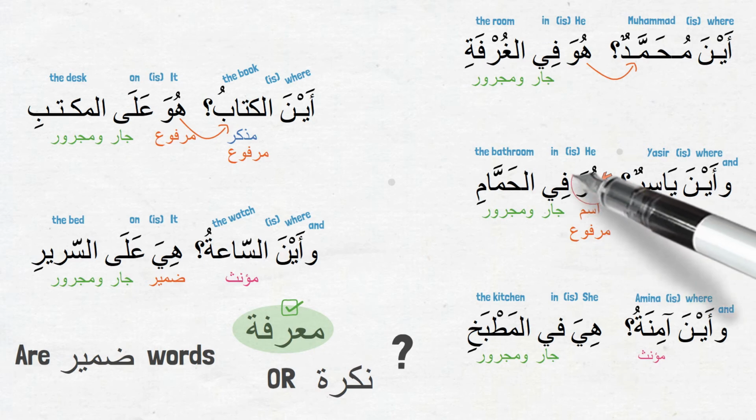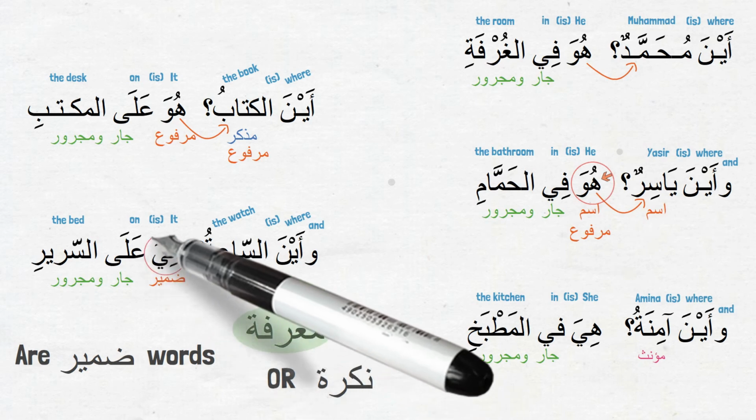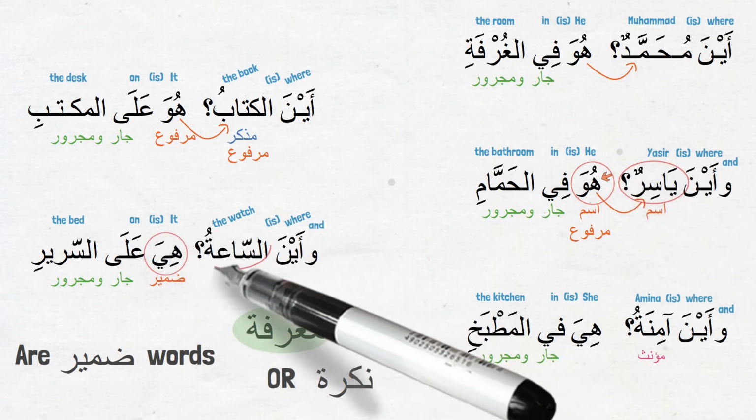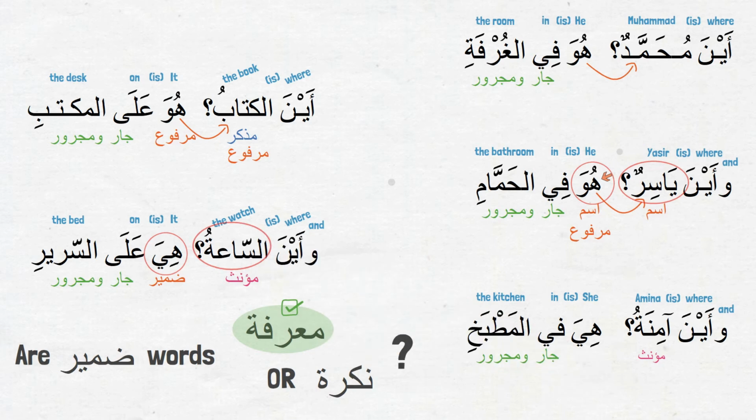When we say huwa fil hammami or hiya ala sariri, we already know that we are talking about yasirun or as-sa'atu, so they need to be ma'rifah. This is another useful fact about ضمير that I wanted to let you know about. Try to keep it in mind, but don't worry if you don't, because I will keep reminding you, insha'Allah.